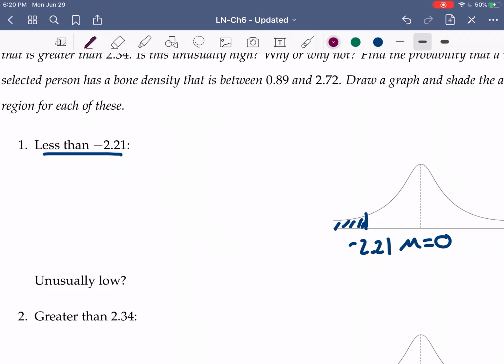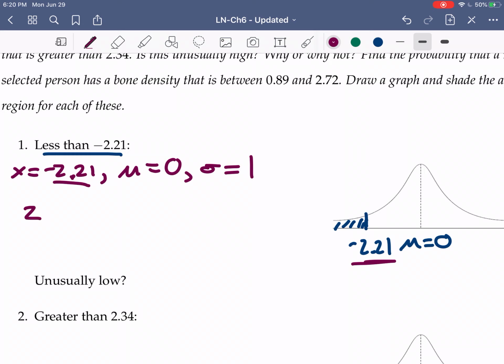So we have that down. We need to take this data value. That's our data value. X is negative 2.21. We know the mean is 0 and the standard deviation is 1. And we want to use StatDisk, but we are going to first convert this data value to a z-score. And so our z-score is x minus the mean over the standard deviation. So negative 2.21 minus 0 over 1, which is just negative 2.21.